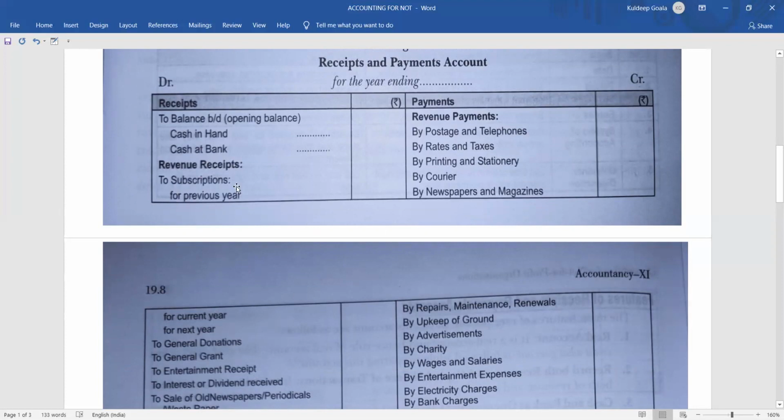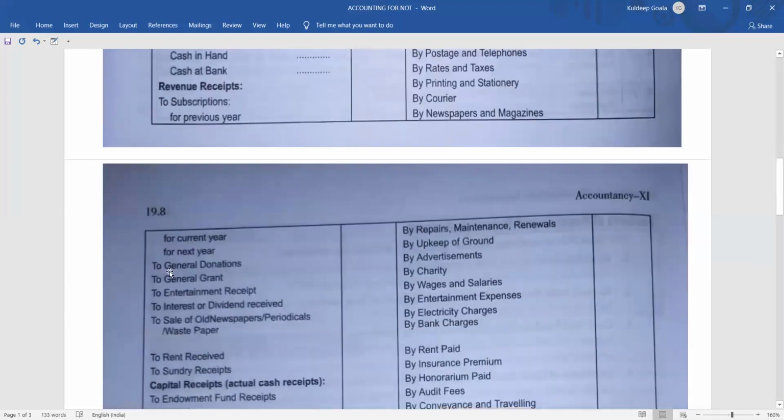Okay, if you are receiving subscription this year, whether it is for previous year, current year or next year, all the items will be coming here. And then coming to the next one, general donation. General donation means any amount of donation that your club organization has received from general people, or any invited guest, or anyone who has paid a certain amount of donation in your club without any specification for what purpose you are going to use it. So that will be taken as general donation.